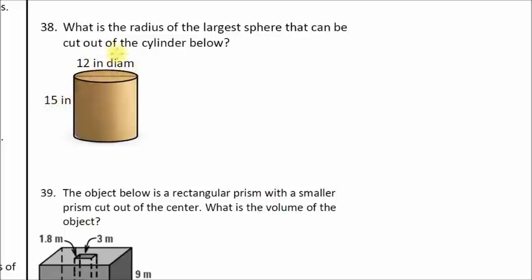Again, you've got to pick the smallest dimension. In this case, it is 12 inches. You can't fit any sphere bigger than a 12-inch diameter, because if you do that, it's going to start popping out of the sides. It's going to go outside of the cylinder. So circle the smallest dimension and then take that dimension and divide it by 2, because that dimension is our largest diameter. Divide by 2 and you get your largest radius.